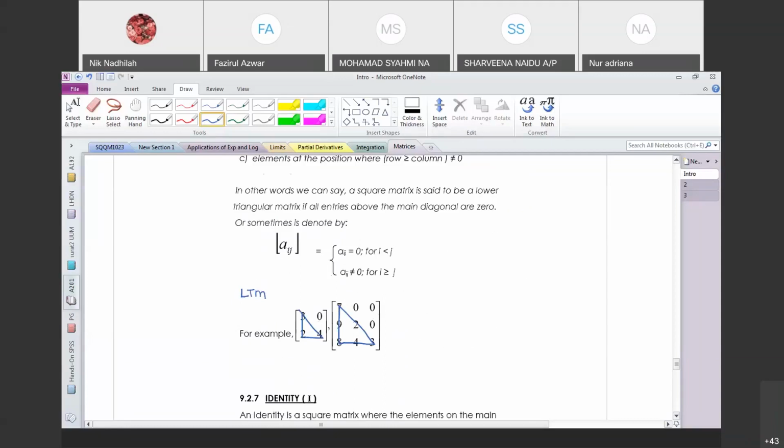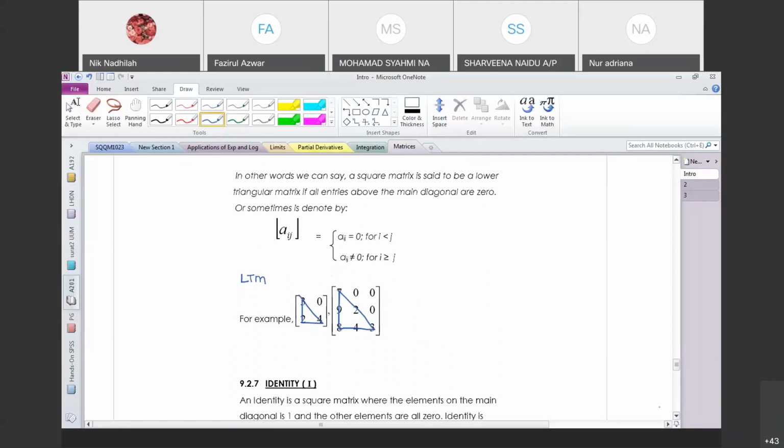Okay, but don't forget that lower and upper triangular matrices must be square matrices. Only then can we have an upper and lower side of the matrix. For a non-square matrix, we cannot really decide which part is the upper part and which part is the lower part.